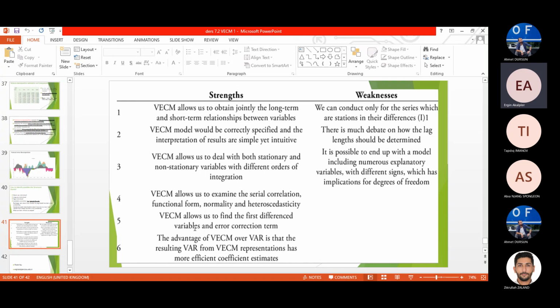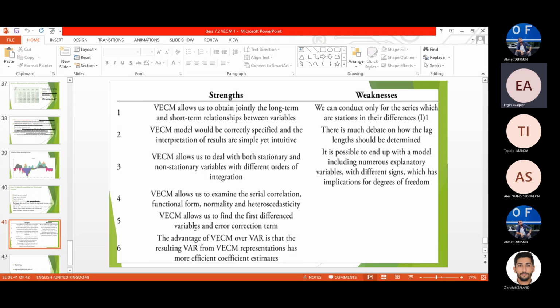And the vector error correction model allows us to deal with both stationary and non-stationary variables with different orders of integration, which is mostly I(1), sorry. It allows us to examine serial correlation, functional form, normality, and heteroscedasticity. It also allows us to find the first difference variables and the error correction term, which is the direction of correction towards equilibrium if it has a negative sign, and if it is positive, then it is moving away from the equilibrium.